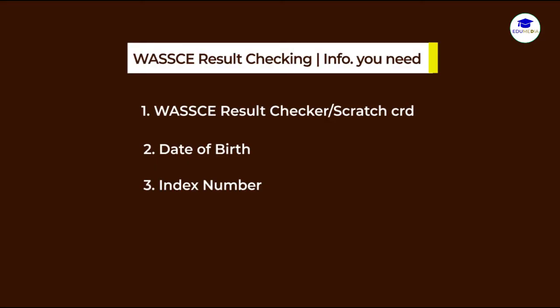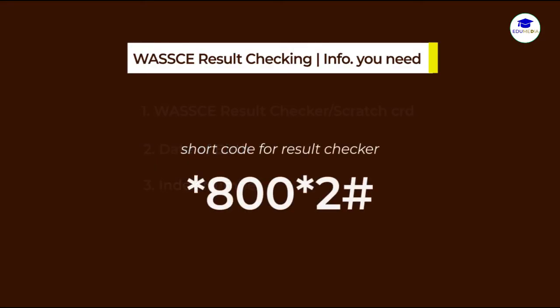Well, if you are probably lazy as I am, and you just want to do all this from the comfort of your room, there's a short code for that: *800*2#. When you dial this short code, you follow the prompt, and you'll be able to buy the scratch card right from your room, and then proceed to check your result. So make sure you have these things sorted out before you go to the website to check your result.